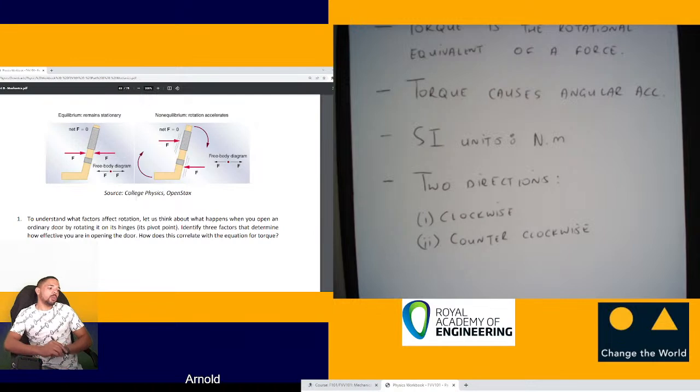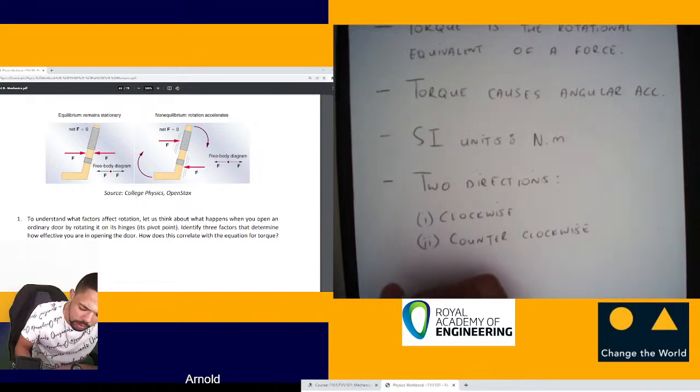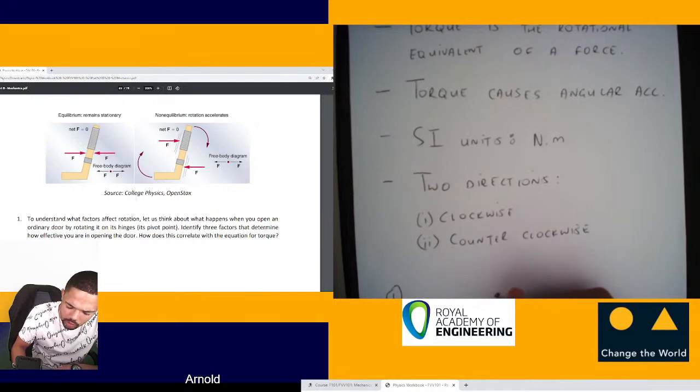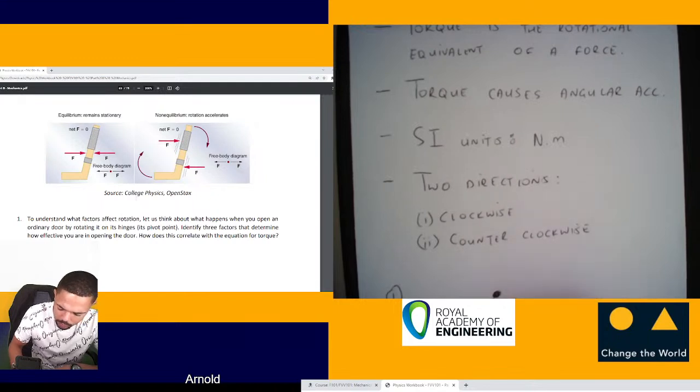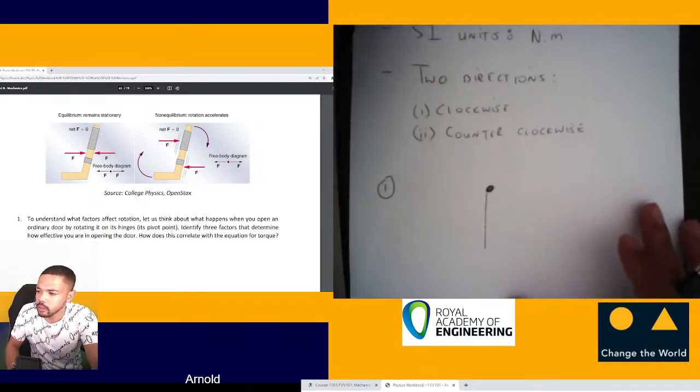Now they say to understand what factors affect rotation, let us think about what happens when you open an ordinary door by rotating it on its hinges, which is its pivot point. Identify three factors that determine how effective you are in opening the door. How does this correlate with the equation for torque? Let's just think about that for a moment. Let's say these are the hinges for this door. This is the actual door.